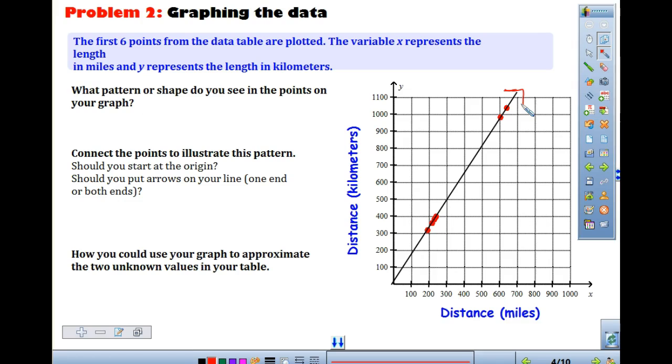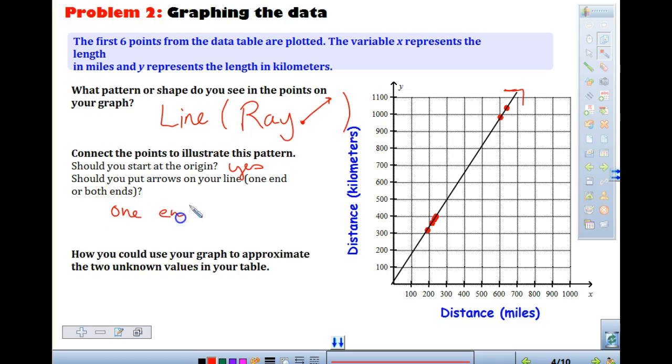So what pattern did we see in our graph? A line, and it's really a ray, would you agree? Up like that, right? So it's really a ray that we are looking at. So we connect the points to illustrate our pattern. Do we start at the origin? Yes. Do we put arrows on the line, one end or both? Just on one end, right? And the reason it can't go down here is because what can't we have for our distances? Distance can't be negative, right? Distance cannot, please write that, be negative.